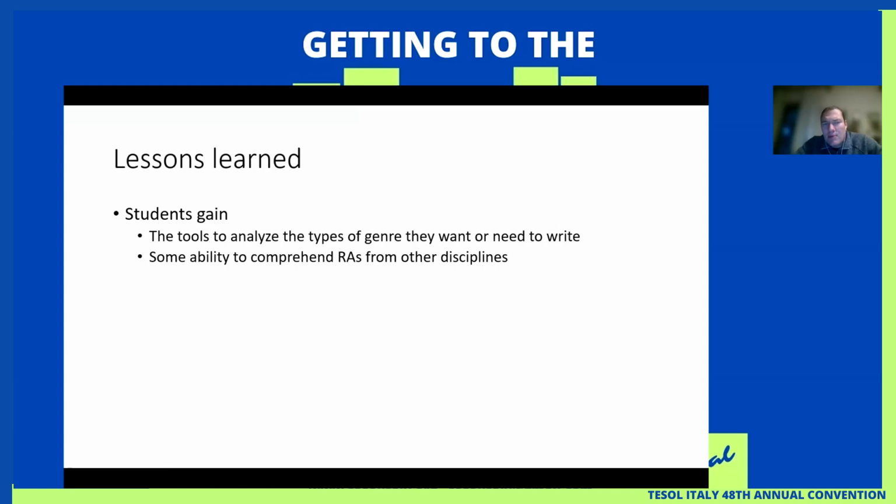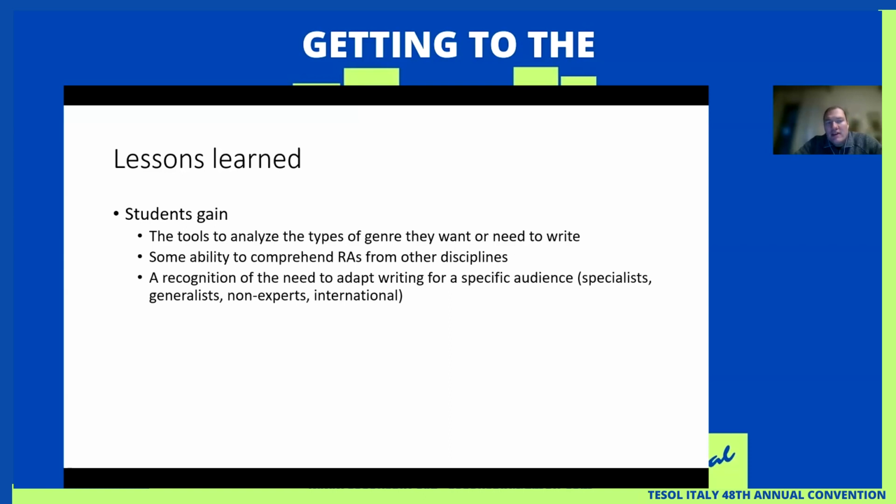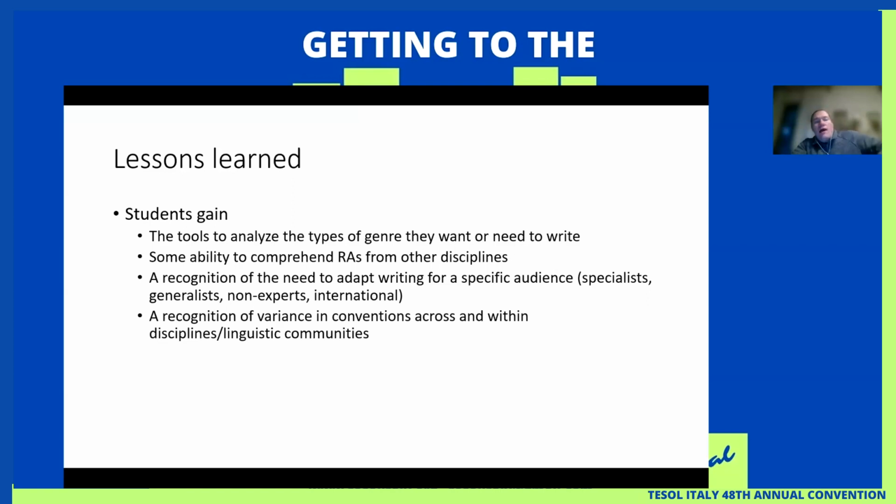They develop some ability to comprehend research articles from other disciplines, because we're doing things across disciplines in the classroom. Importantly, they develop a recognition of the need to adapt writing for a specific audience. So knowing the difference between writing for specialists versus writing for generalists versus writing for non-experts, and also, even in English, writing for a predominantly Italian audience versus writing for an international audience. They become more aware of their readers. And they become more aware of the variance and conventions across and within disciplines, linguistic communities.